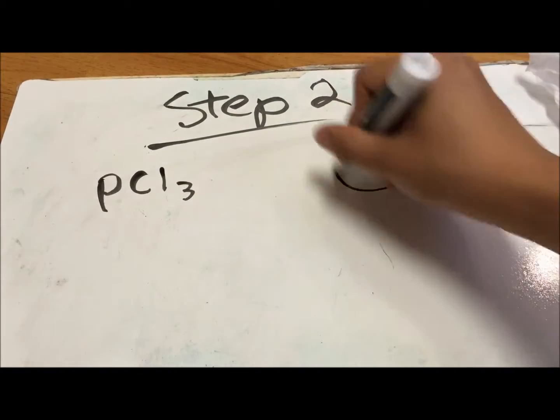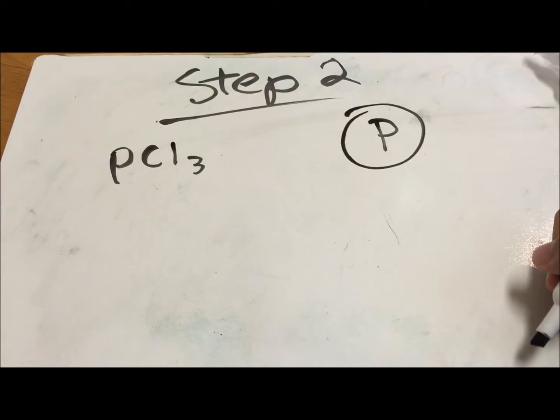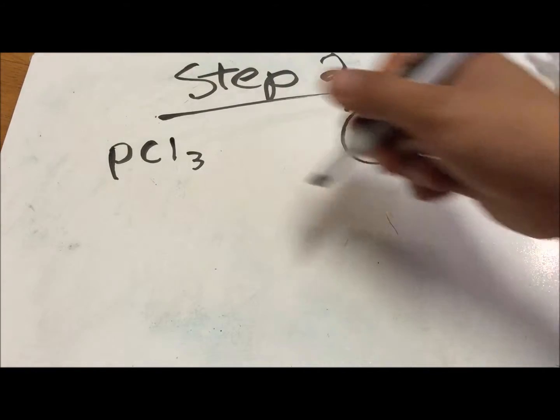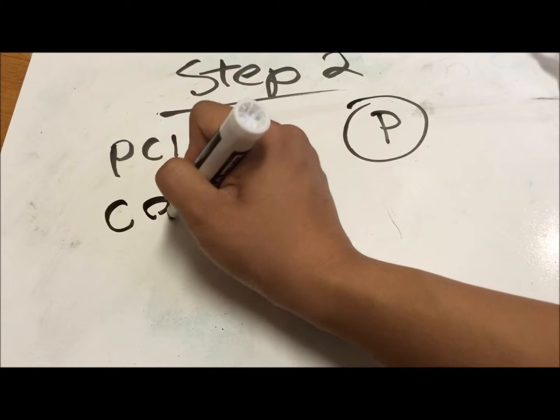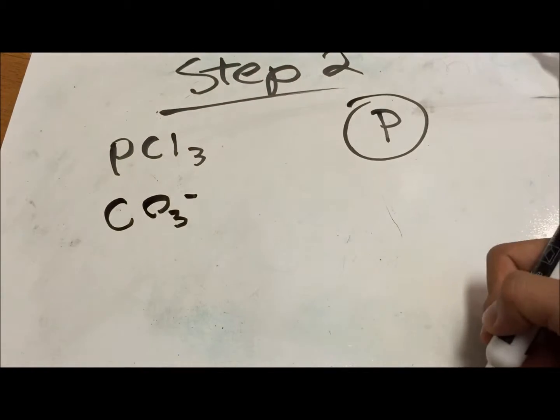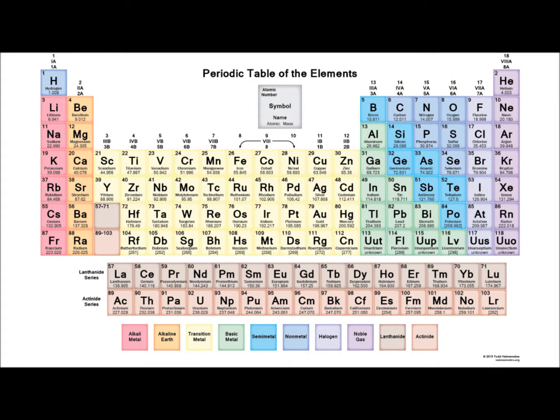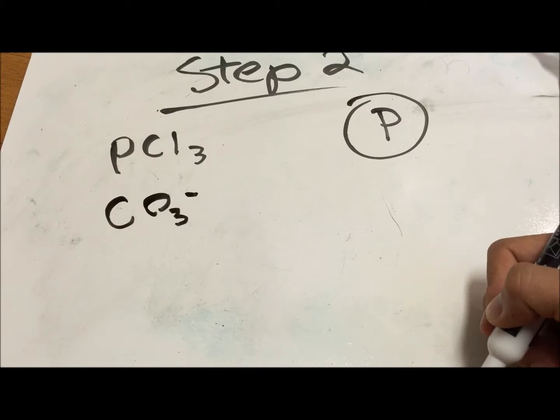Next, we're going to move on to another molecule, CO3 minus 2. Looking at the electronegativity again on the periodic table, carbon has a lower electronegativity than oxygen. This means that carbon will be the central atom in this molecule.